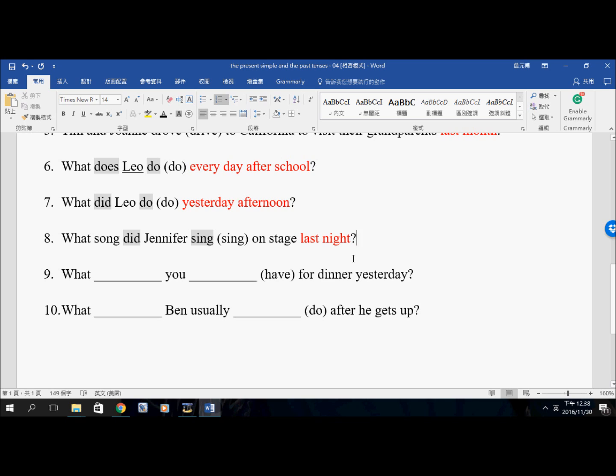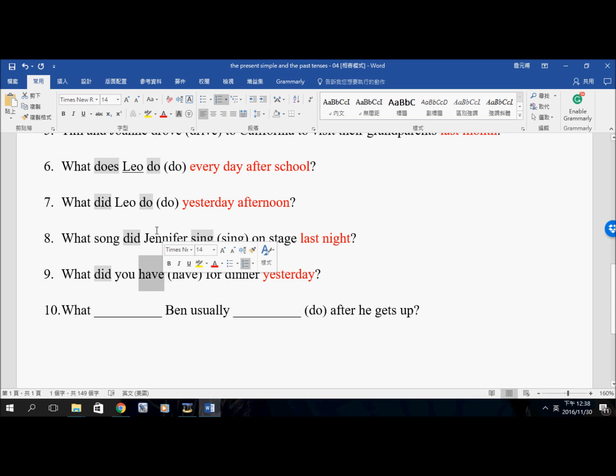Number 9, again, let's look for the time marker. The time marker is over here, yesterday. So when you see yesterday, you know it's talking about something that happened in the past. Again, there's a verb, so we need a helping verb. The helping verb that we use in the past tense is did. So what did you? Base verb after helping verb, have. So what did you have for dinner yesterday?